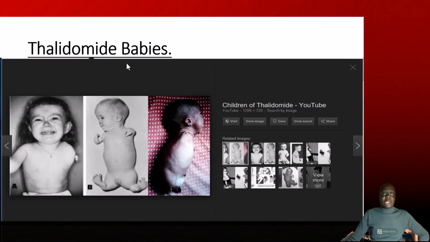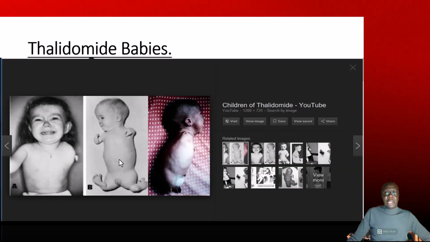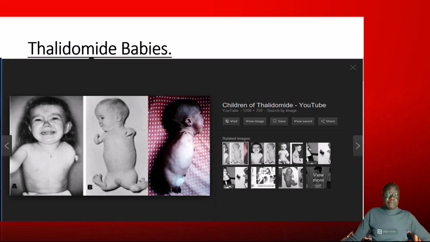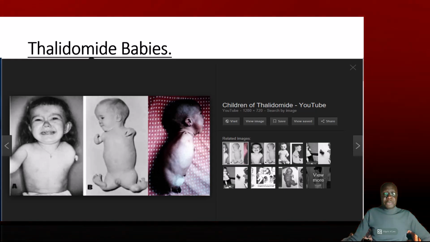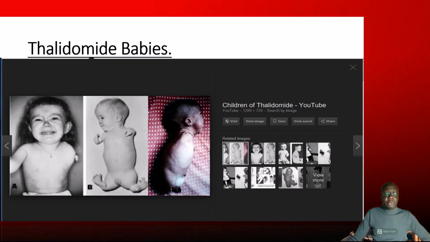This is a thalidomide baby. They call them the thalidomide babies because of what happened in the UK. There was a period of time that pregnant women were given a thalidomide medication to help them with their morning sickness. But during that period, over 2 years or so, babies that were born were disfigured like these.